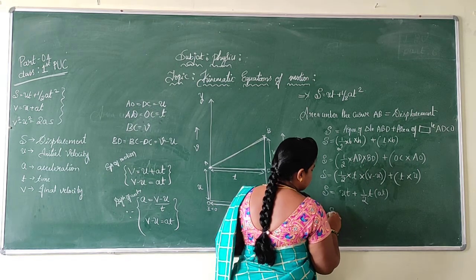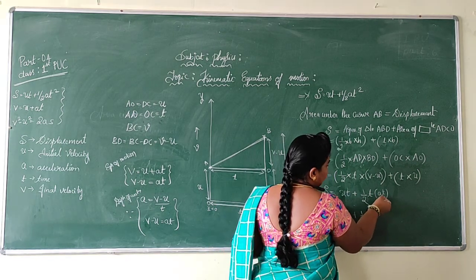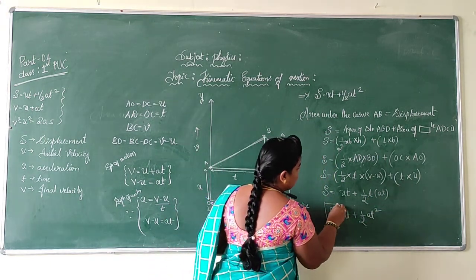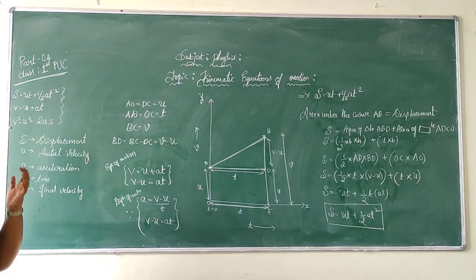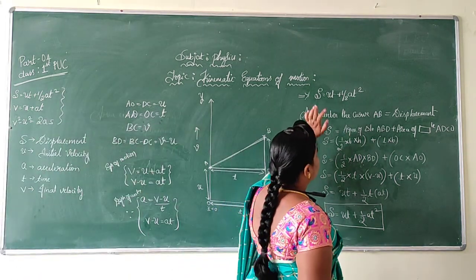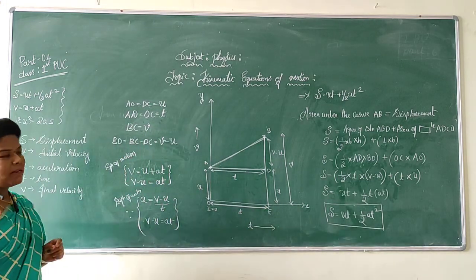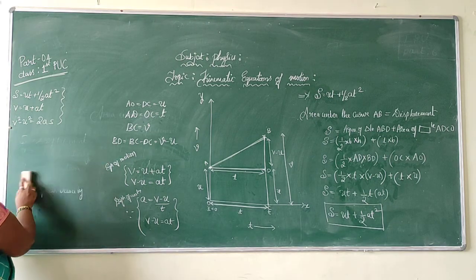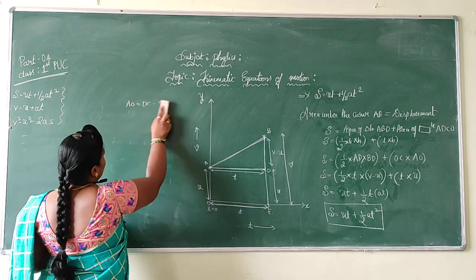Now, in the next step, S is equal to UT plus half of AT into T, which becomes AT square. So this is the required equation: S is equal to UT plus half AT square. So finally, we deduce the expression for the first equation of motion, that is S is equal to UT plus half AT square. Now dear students, let us move towards the next equation of motion, that is V is equal to U plus AT.